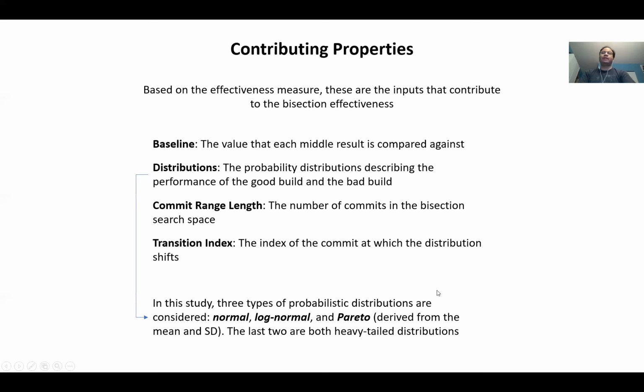One thing to note is that for this study, I've considered three types of distributions: normal, log normal, and Pareto. These are the main ones I'm going to be using, and I've derived these distributions based on the mean and the standard deviation. The reason for using log normal and Pareto is that these are both heavy tail distributions, and a lot of previous studies have shown that these distributions appear in realistic workloads.